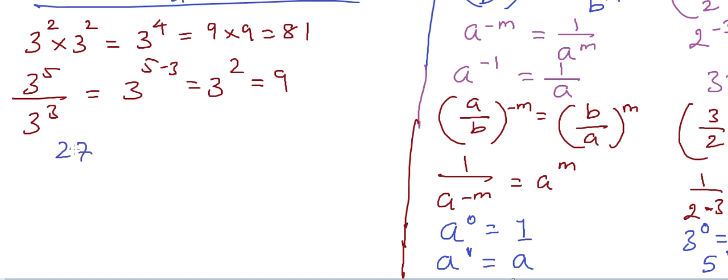And 27 power 0 is what? 1, because any number to the power 0 is 1. Even for a negative number, minus 7 power 0 is 1.